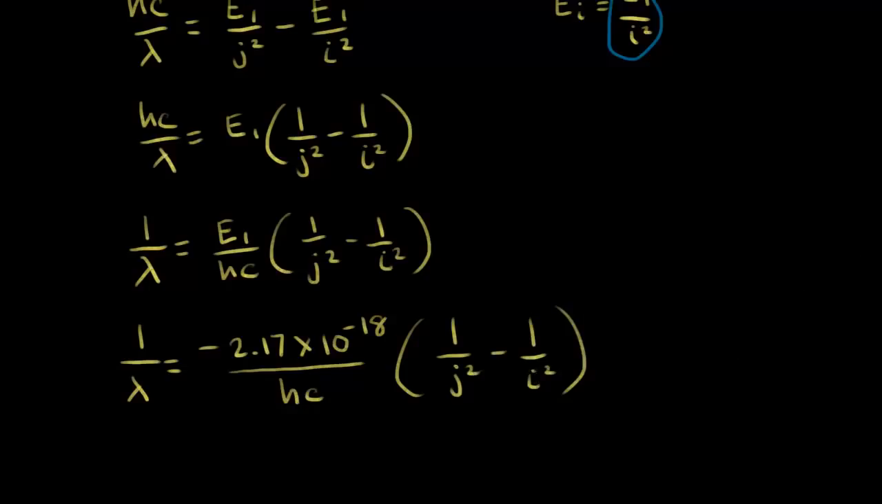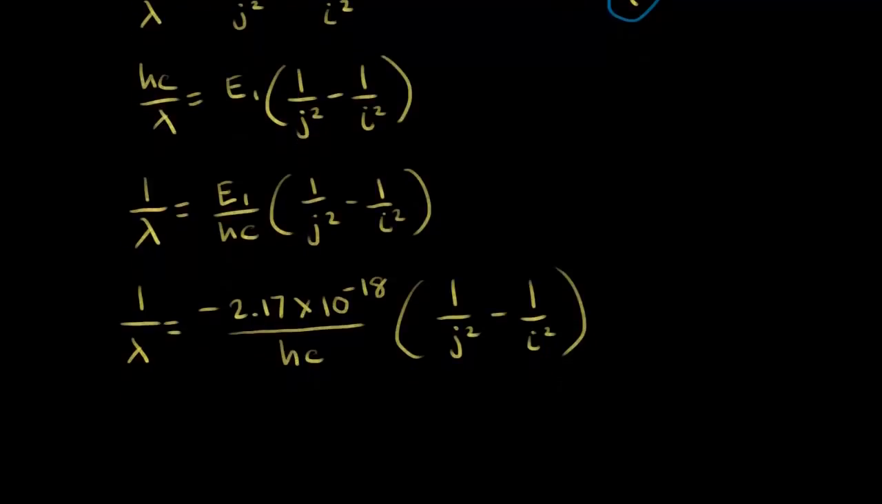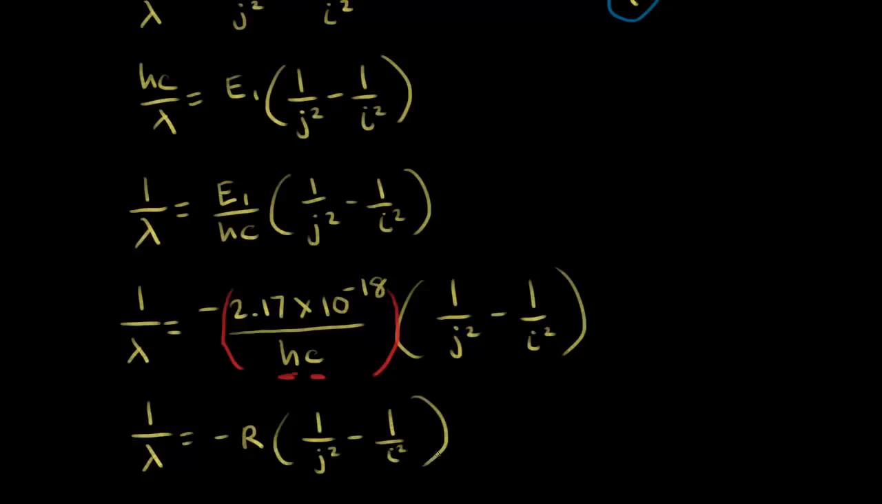Well, let's look a little bit more closely at what we have right here. If I, for right now, not worry about the negative sign, and just think about what we have, this is all equal to a constant, because h is Planck's constant, and c is the speed of light. And so we have all these constants here, and so we could rewrite all of these as just R. So this will be 1 over lambda is equal to negative R times 1 over j squared minus 1 over i squared. So R is called the Rydberg constant.